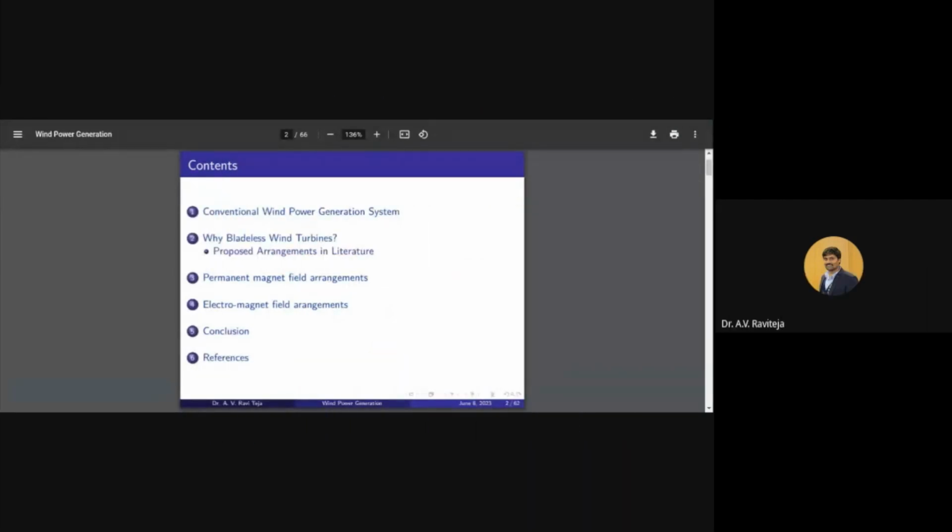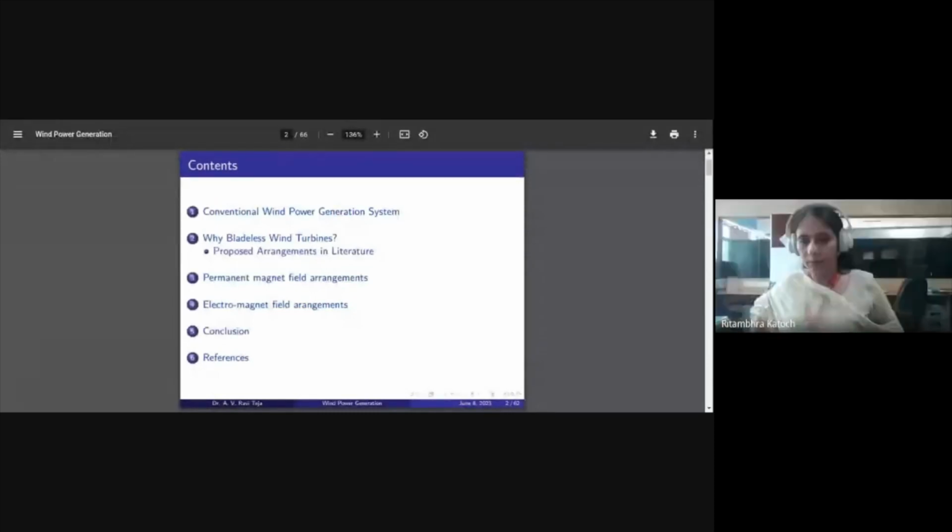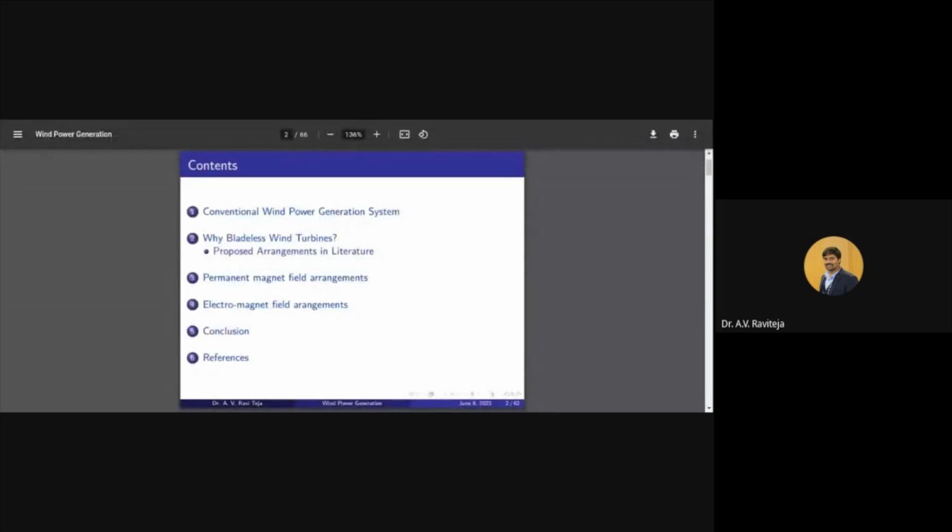Go into the topic. So it is about wind power generation. As you know, this is one of the renewable energy sources. How we can extract electrical power from wind, and how we can make it more reliable. As you all know, these renewable energy sources are intermittent in nature. That means they are not available always, and how much is available also is not in our hand. So how will we make it reliable?